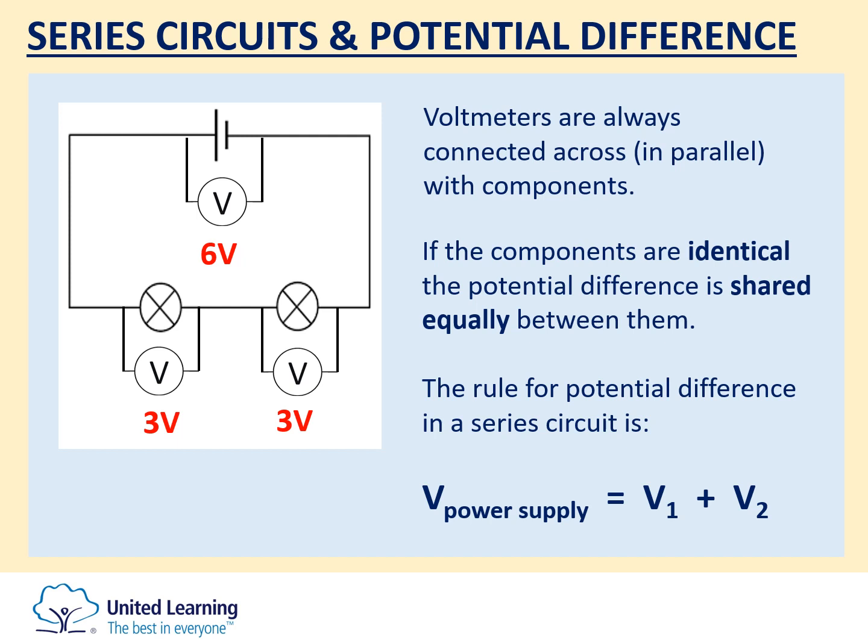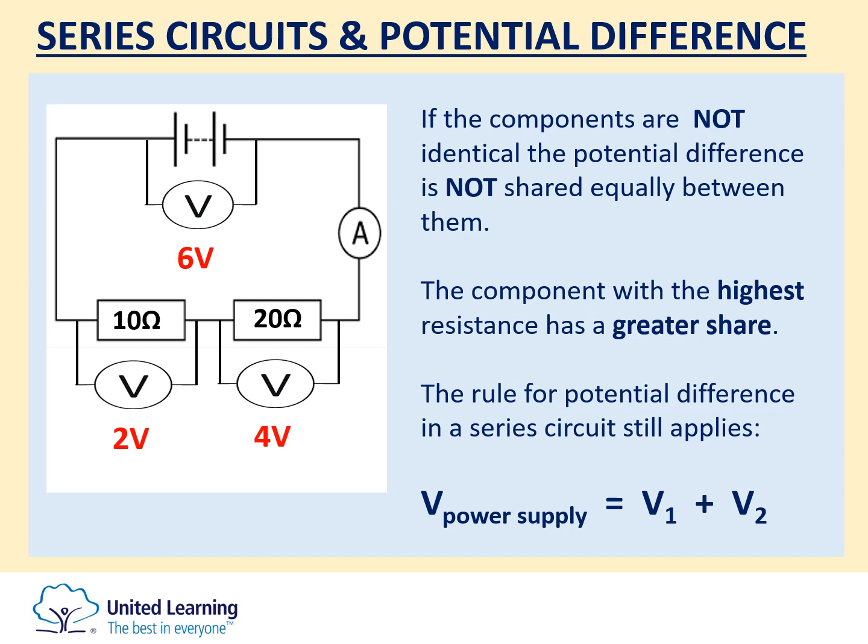For example, here you can see the components are not identical. One has, in this case, a much higher resistance. The rule still applies, but the component with the highest resistance has the larger share of the voltage. More of the energy is being used up by that component, so the potential difference across it is greater.